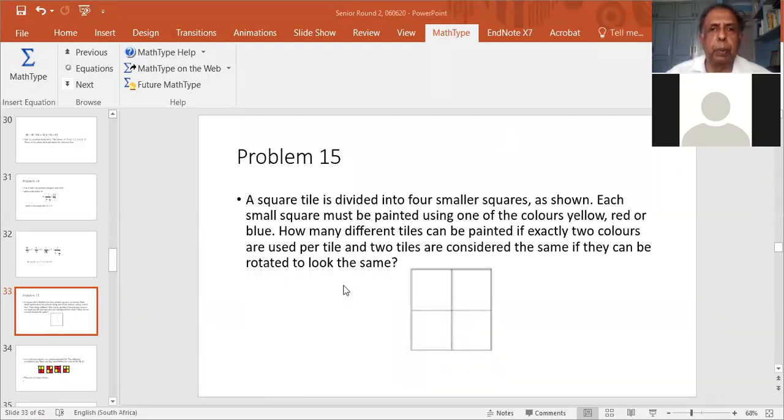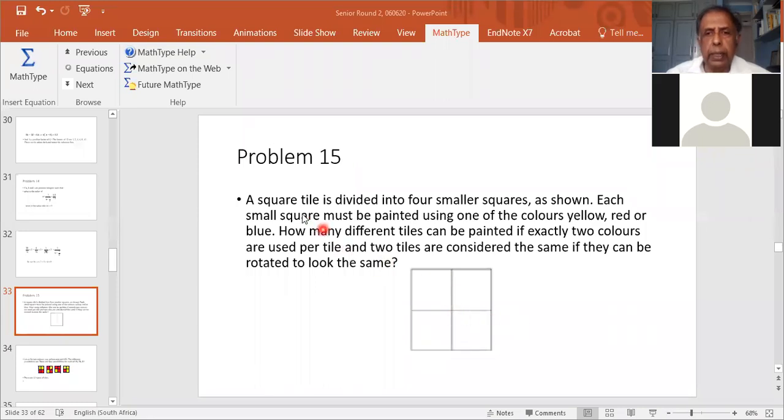All right, now we're getting into problem number 15. A square tile is divided into 4 smaller squares. I want to read through this problem as shown. So you got these 4. The square tile is divided into 4 smaller squares.